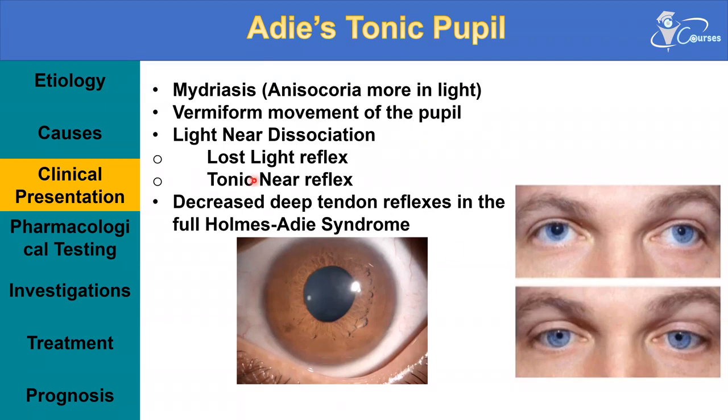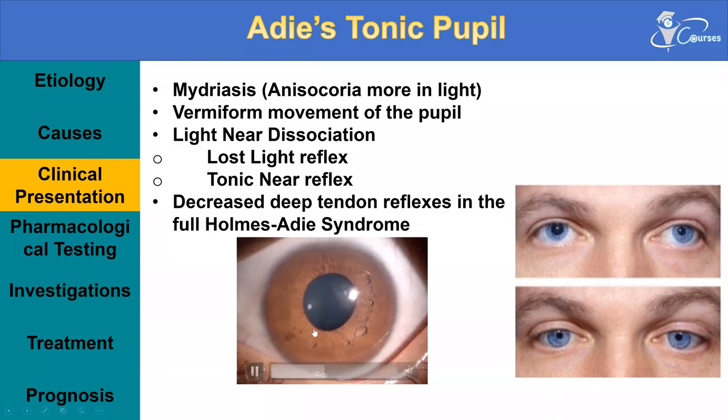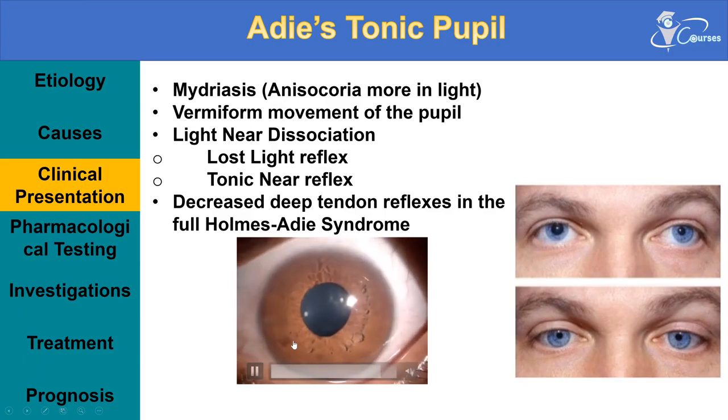Vermiform movement of the pupil means that those patients have segmental denervation of the pupil. When you try to stimulate the pupil by pupillary light reflex, you can see that the edge of the pupil has a vermiform or snake-like movement, because some parts of the constrictor pupillae constrict and the other parts don't. I don't know if you can appreciate it from here, but it's very clear in this area. This is called the vermiform movement of the pupil.